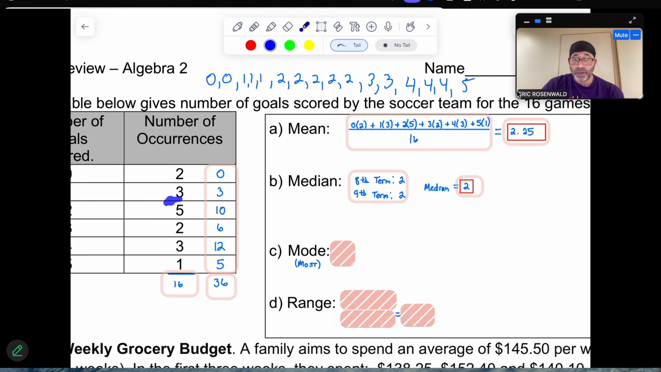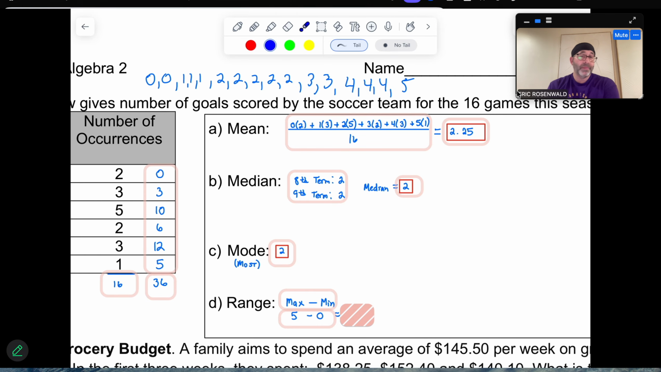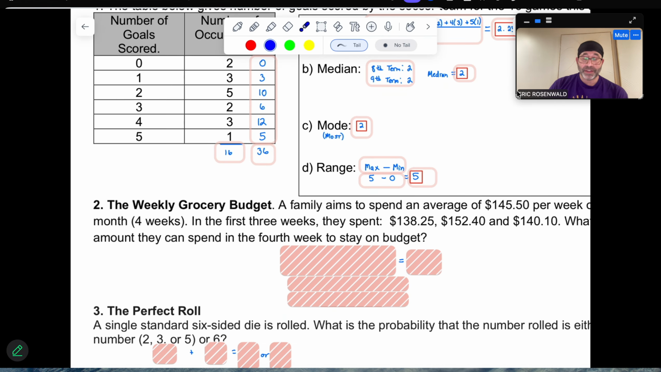The occurrence that happens 5 times is when there are 2 goals getting scored. The range is when we take the highest value minus the lowest value, the max minus the min. The most goals scored in a game was 5, versus 0 goals in the lowest game. So 5 minus 0 means that 5 goals was the range. Okay? All right, cool. Let's move on to number 2.